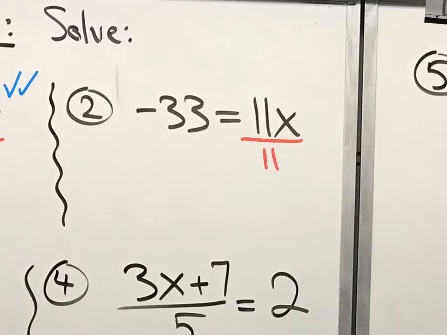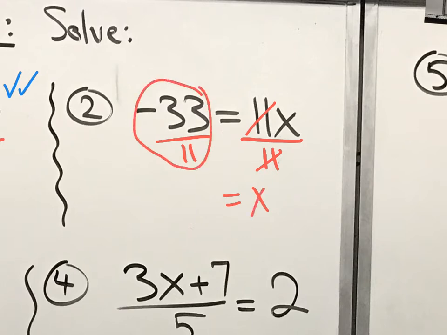And of course, on any equation, what you do to one side, you must do to the other. So the 11s cancel out. The equal sign comes down, the x comes down, and over here, negative 33 divided by 11, that's going to be a negative 3. So x equals negative 3 is your final answer.